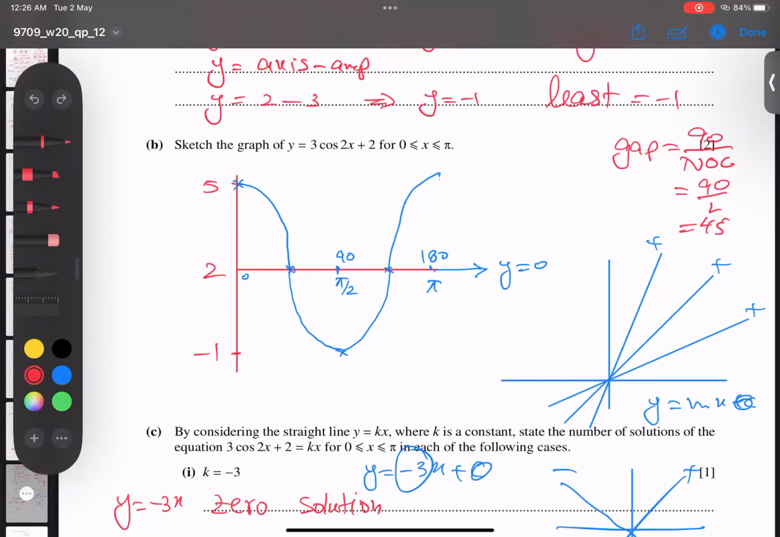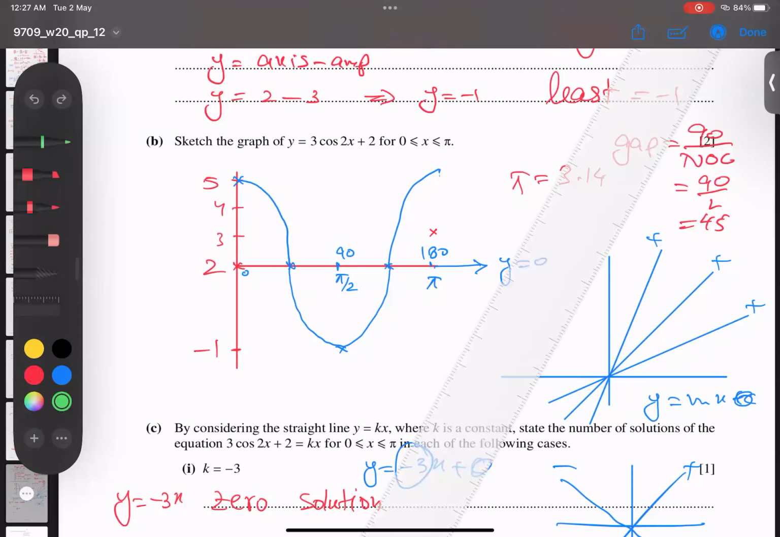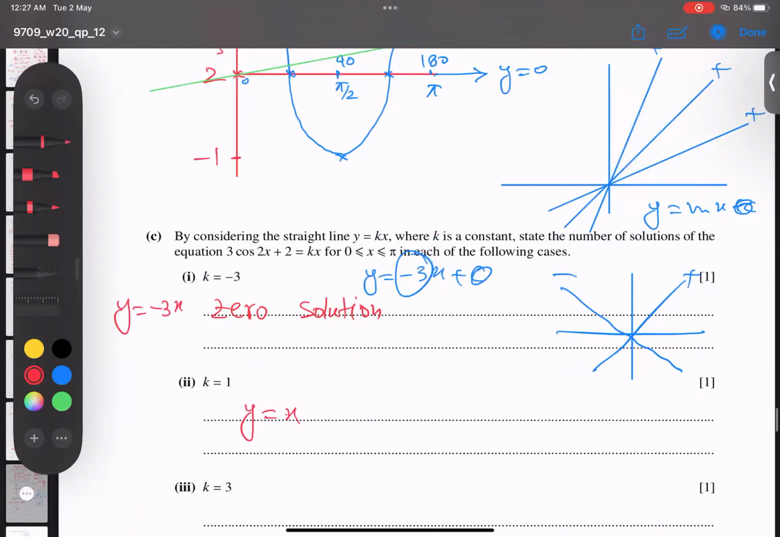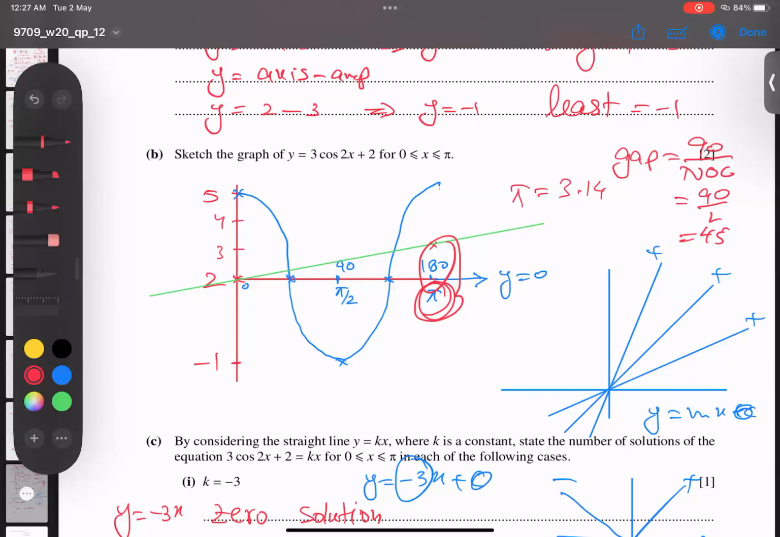Or you can do one thing, because you know pi by 2 is what? Pi by 2 is 1 point something, around 1.5, and there's a 3. So if you multiply, for example, pi by 2 is here. So if I keep pi by 2 here, then y equals 3 times 2 pi by 2.